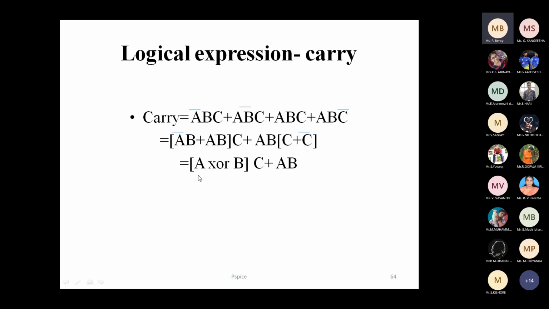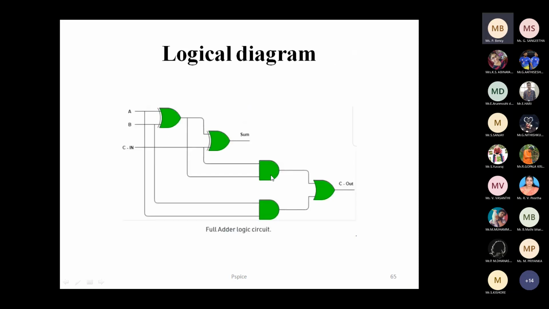So what gates do we need? We need an XOR gate. And to combine this operation with C, what gate do we need? We need an AND gate. And then for AB, again one more AND gate. Then for this plus operation, we need an OR gate. So this is the logical expression for the logical diagram for the particular full adder.